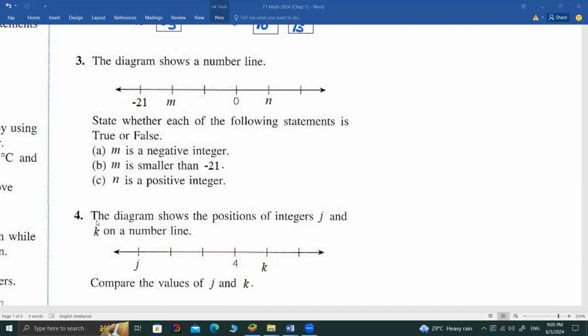Okay. The diagram shows a number line. State whether each of the following statements is true or false. So you state whether it's true or false, meaning that, okay, we see n is a negative integer. Is it true? Then you see 0. Anything that lies to the left of 0, for sure, is it negative? 在0的左边是 negative 的。Okay, so you tell what? True. Okay, just write down true.